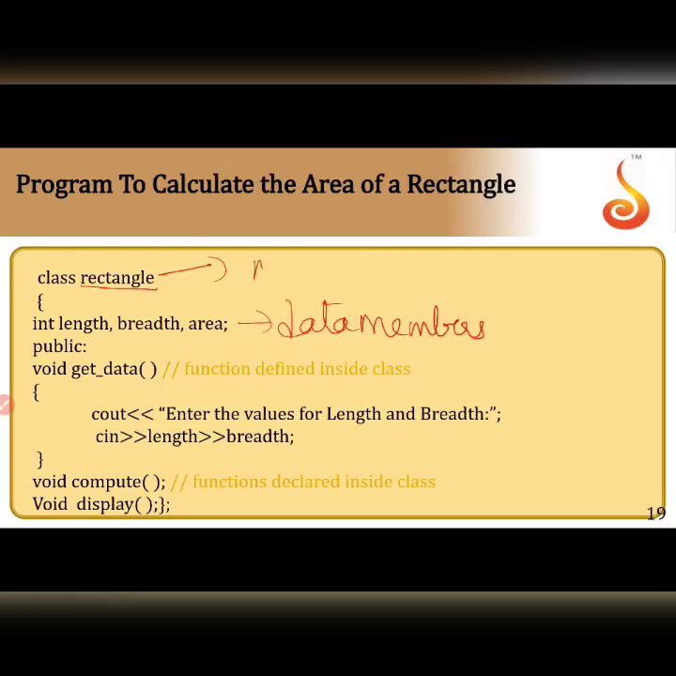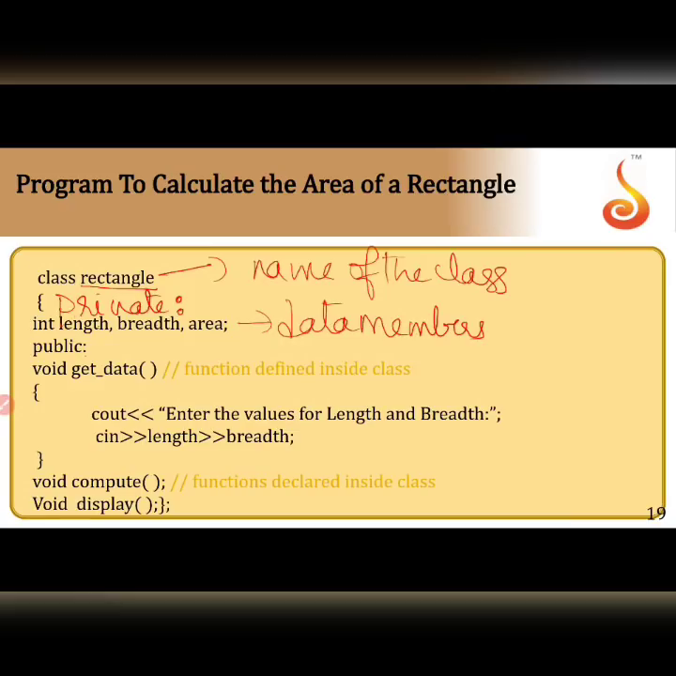This is the name of the class. Name of the class is rectangle. It has got 3 data members, that is length, breadth and area. What is this? This belongs to the private section, as no access specifier is defined here. I can say if nothing is specified, then it is private. So I have int length, breadth and area.